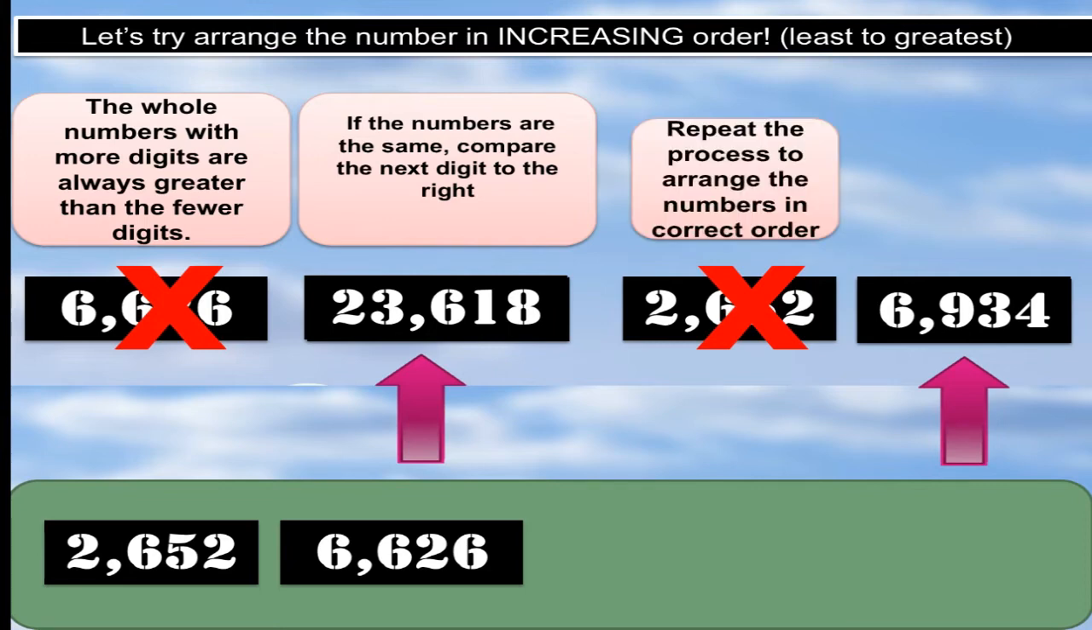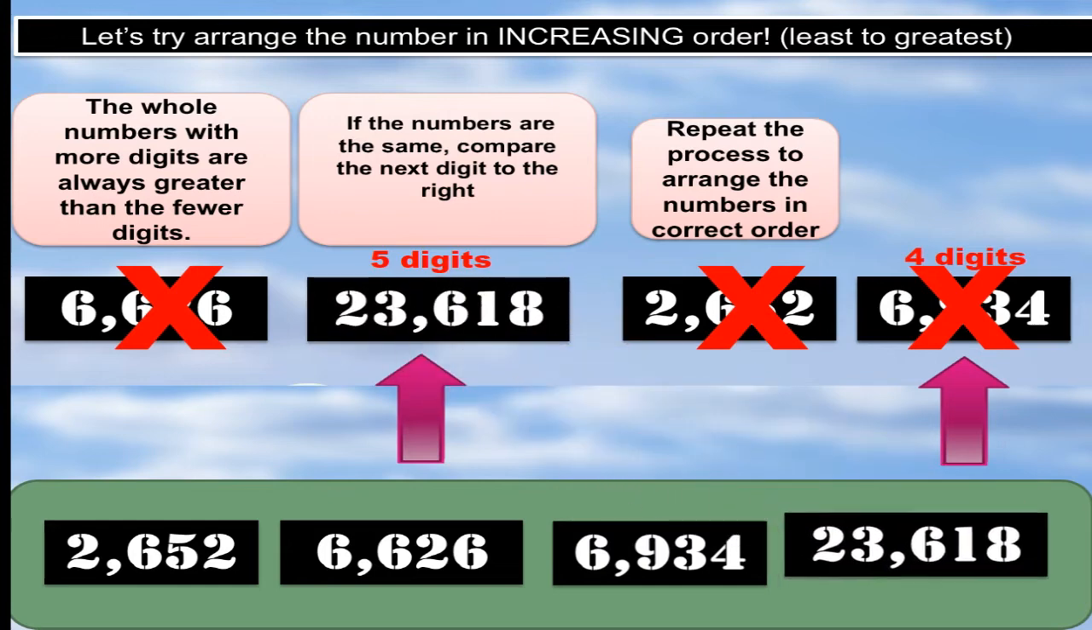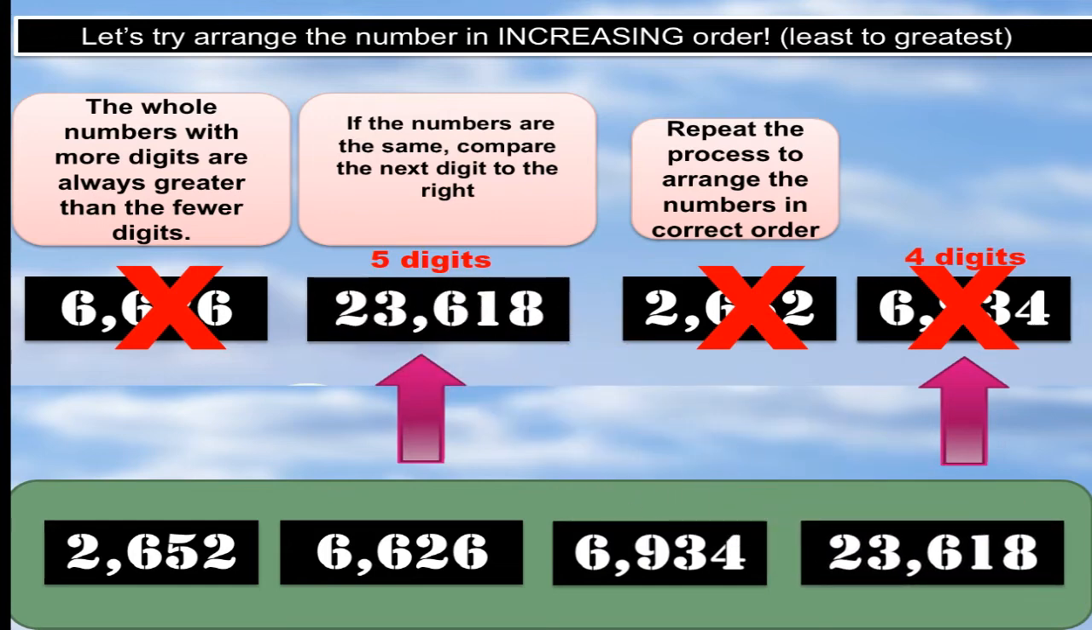23,618 and 6,934. So 23,618 has 5 digits and 6,934 has 4 digits. So therefore, the next number would be 6,934, and let's cross that out, and then 23,618 would be the last number.